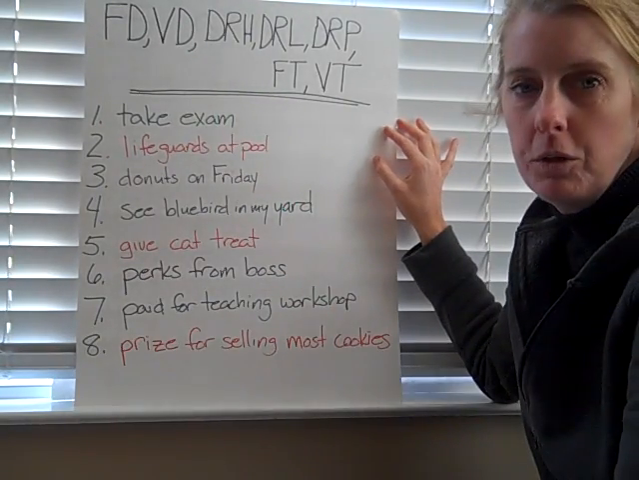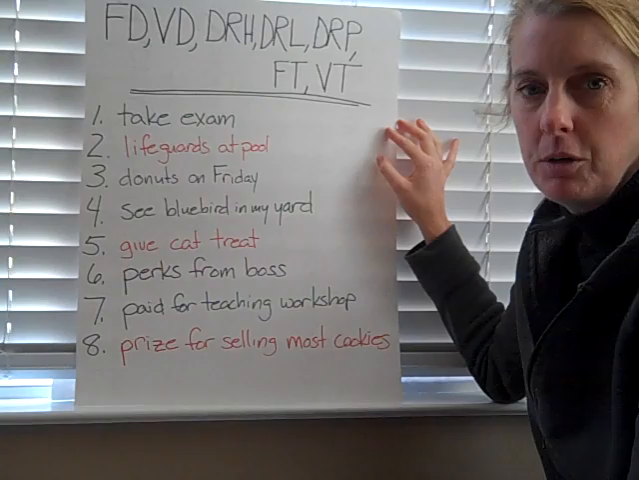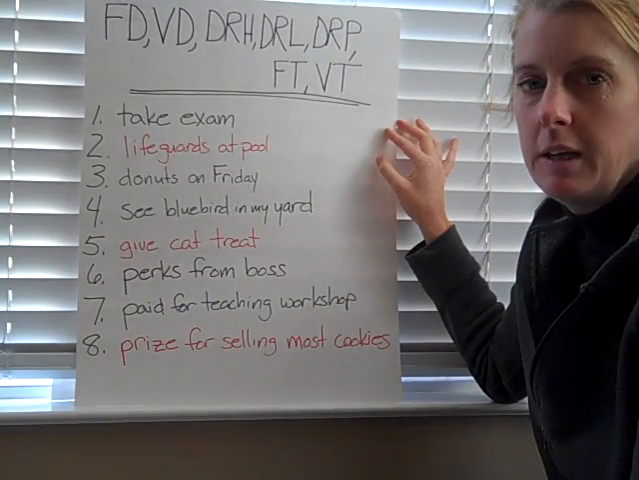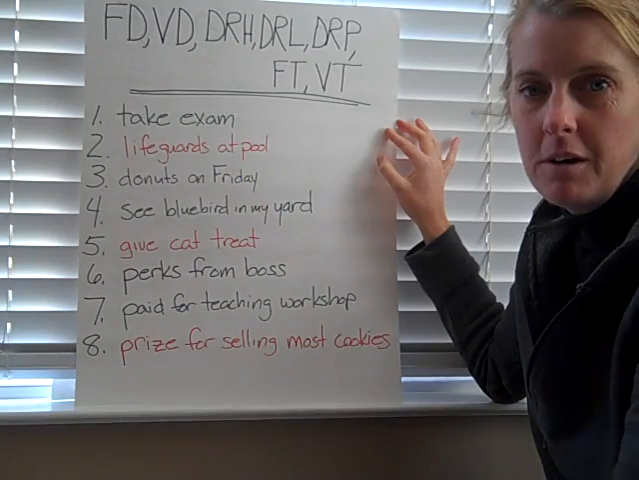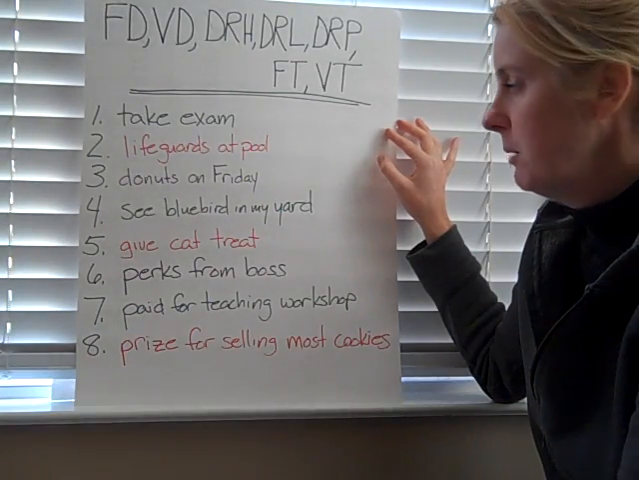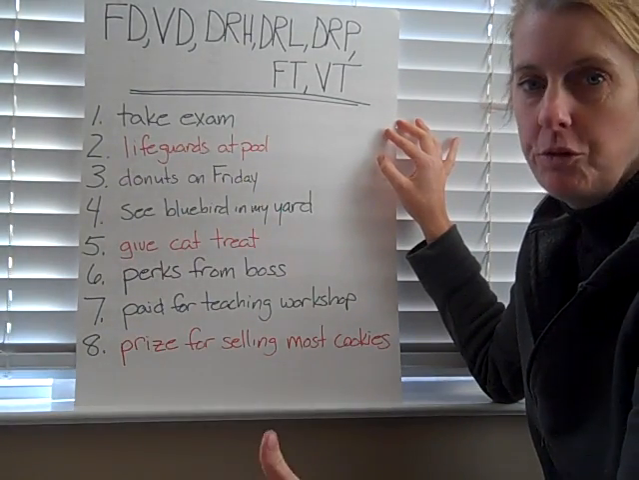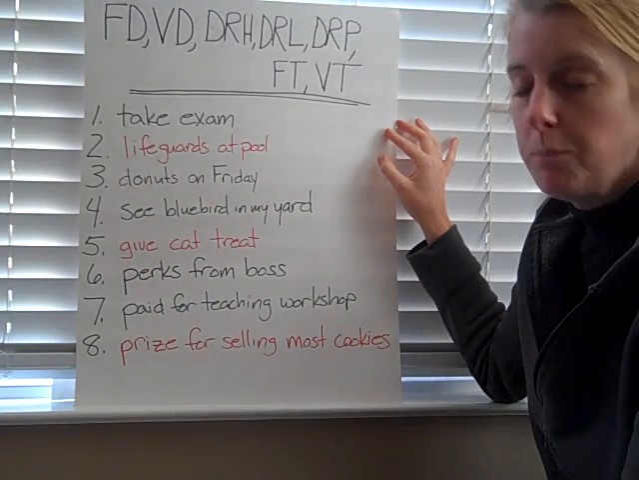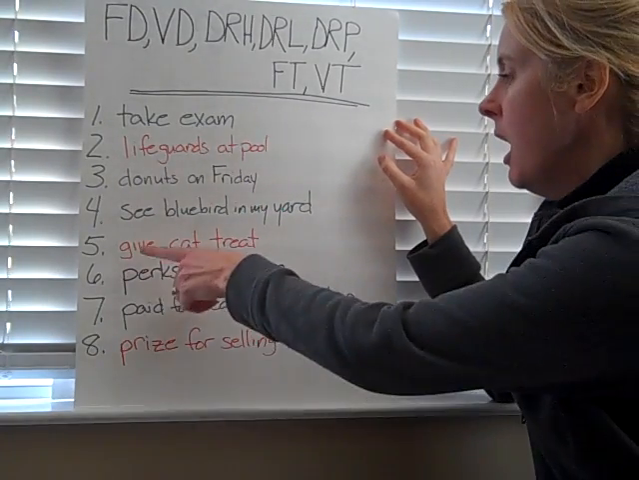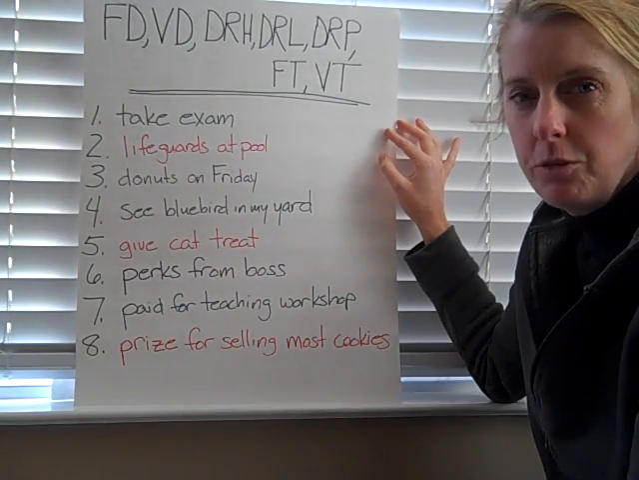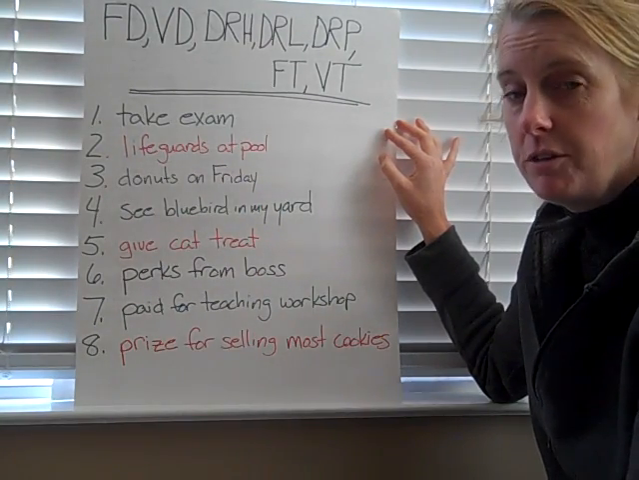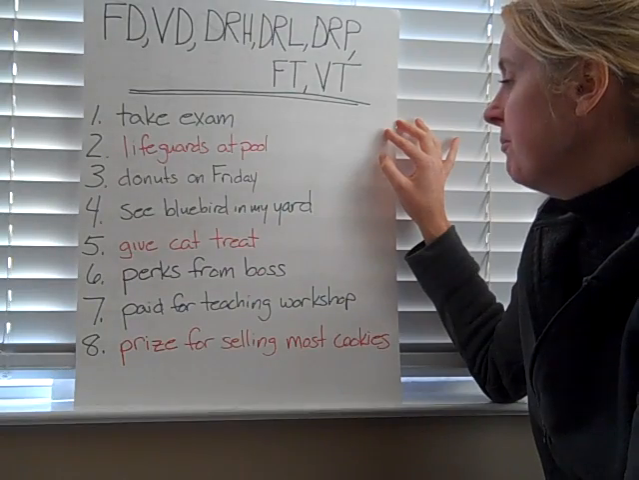Number 3, let's say you work somewhere and every Friday they have free donuts for you. Number 4, every now and then I see a bluebird in my yard and they're really pretty and they make me be in a good mood. So just seeing a bluebird in my yard, it's fairly unpredictable. Number 5, I give my cats a treat just every now and then, just because it's been a while. They don't actually have to do anything to get it.